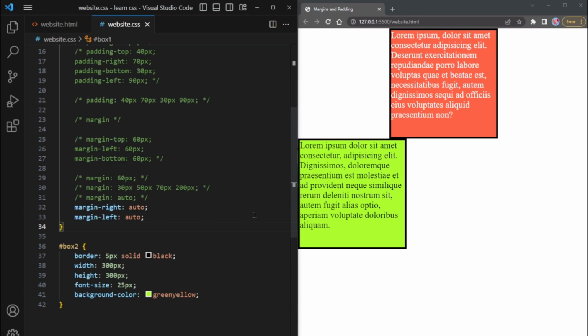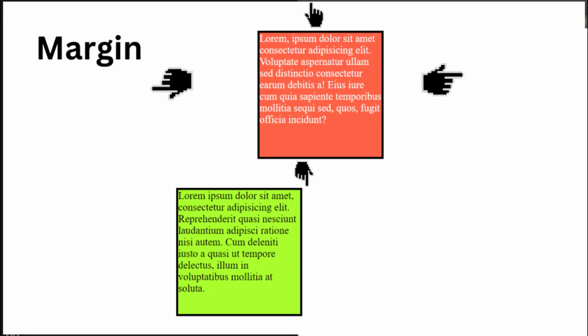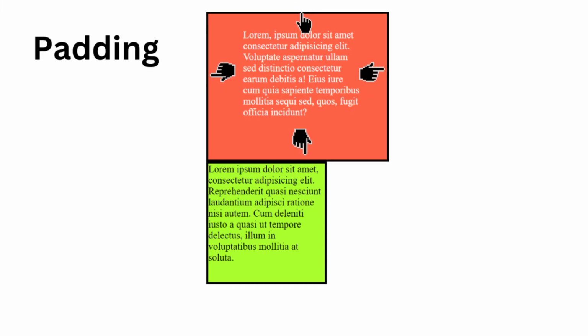That was a brief overview of margins and padding. Margin properties are responsible for defining the space around an element. It's important to remember that padding specifically refers to the space between the content and the border of the element.